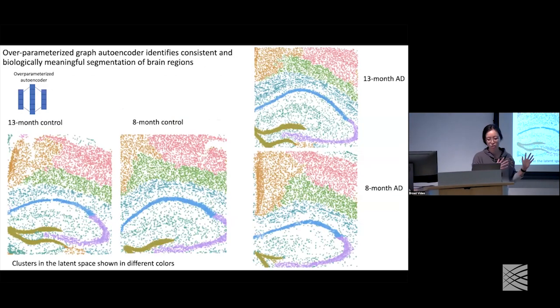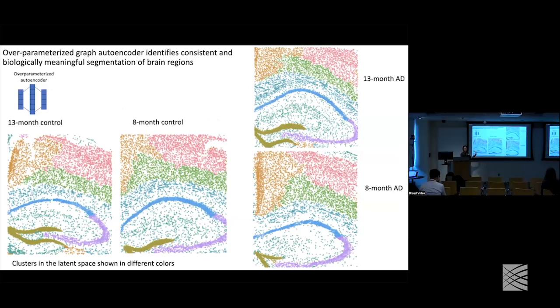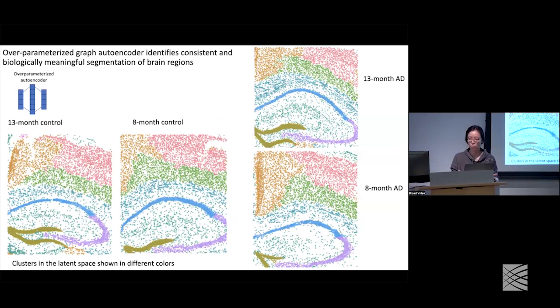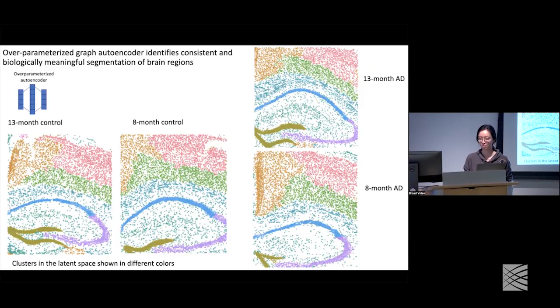You can already see that here. The slides are already morphologically very different, like the DG region there versus here. They're probably slides from very different regions, so it doesn't have to be that adjacent. And that's one benefit of using an over-parameterized autoencoder, because it corrects for these tissue morphological differences, and it also corrects for differences in gene expression. So it doesn't have to be exact.